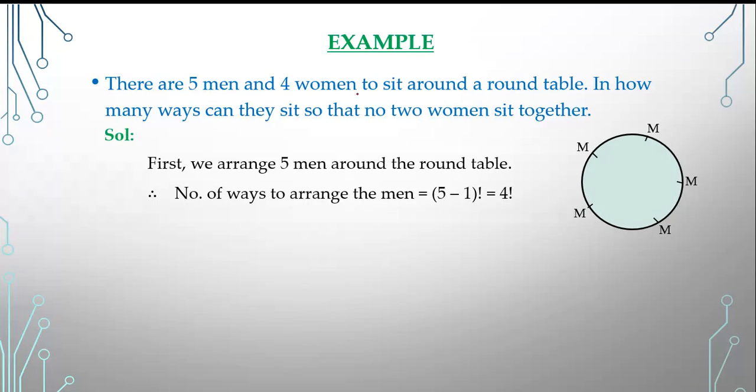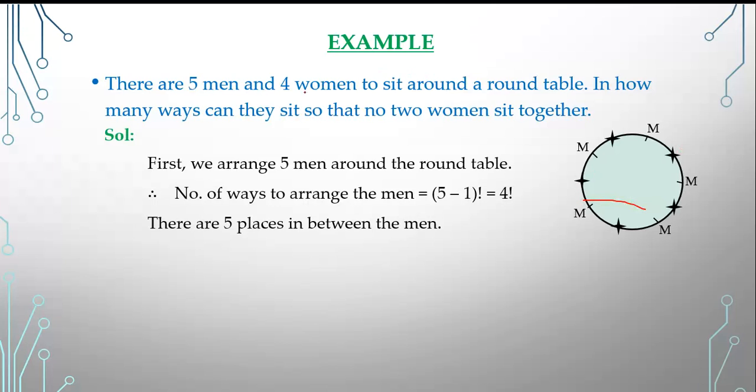Now 4 women are also there to sit here, but no 2 women should sit together. How is that possible? If a woman sits between the men, then we can say that 2 women can't sit together. So how many options are there to seat the women? There are 5 places in between the men, 1 2 3 4 5. So here we have 5 places to seat the women.